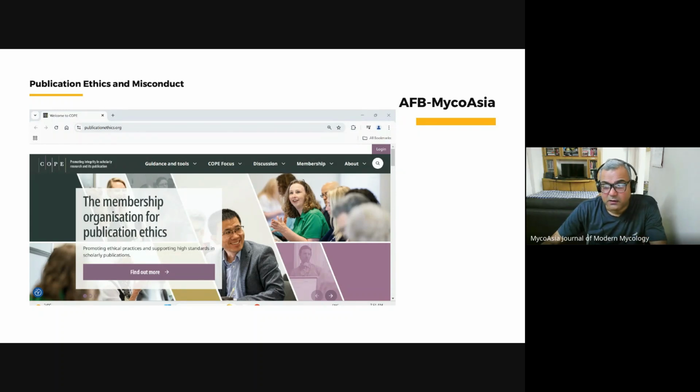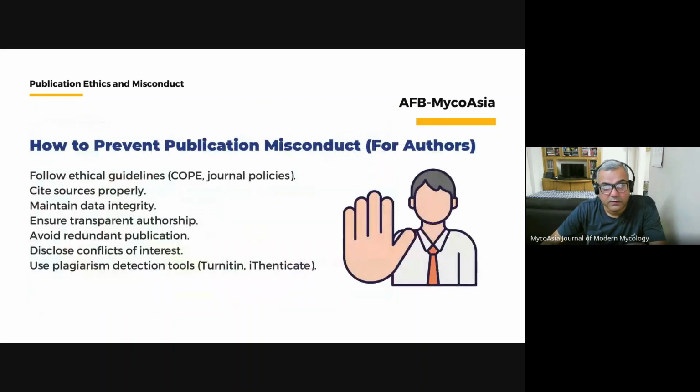Most of the journals become a member of this COPE, this committee or organization, by paying some annual fees of 16,000 rupees or something like that. So if you want to know more about publication ethics, or how to deal with publication misconduct, or some interesting cases of misconduct, how the committee has been dealing with such issues, you can go to the website and find out. When you write your manuscript, please cite the sources properly.